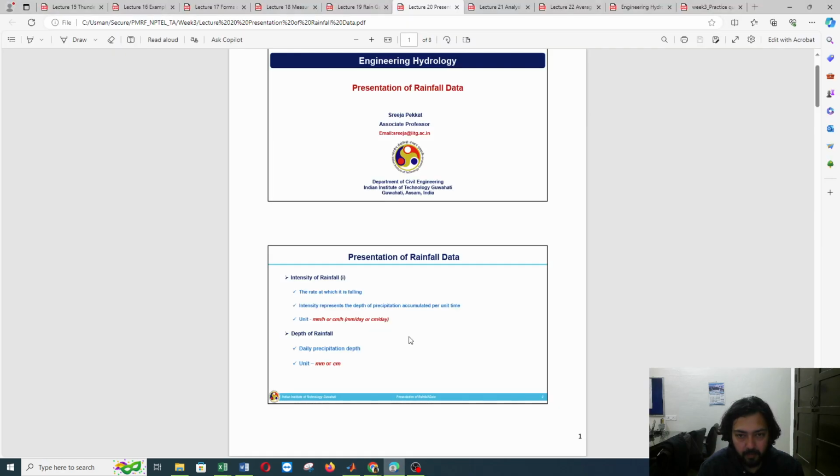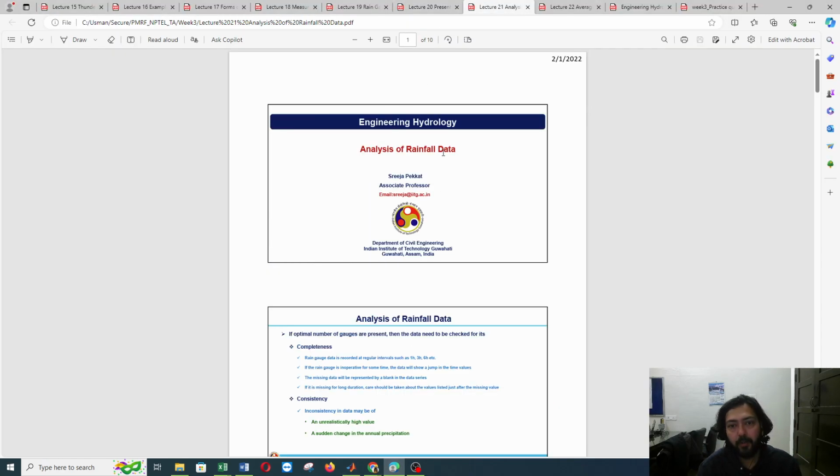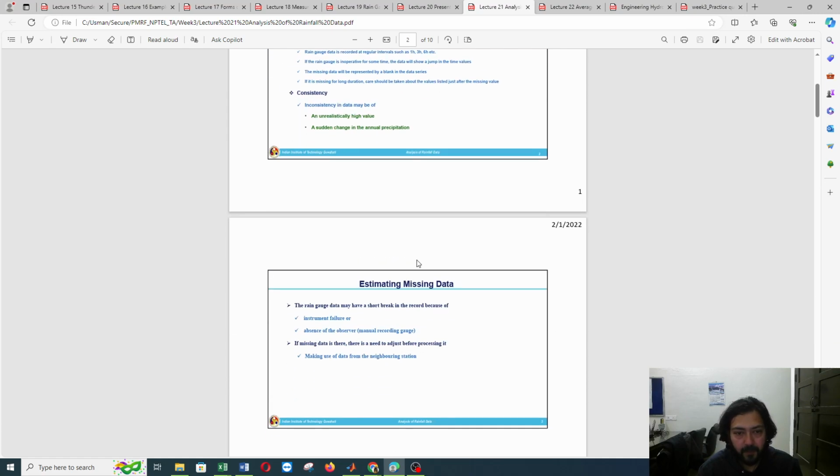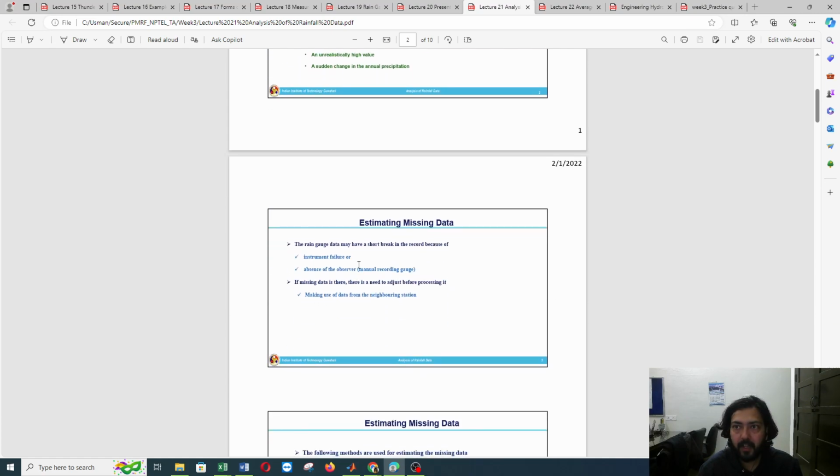The next thing we are going to cover is how to analyze this rainfall data. When we record the data using either instrument, recording or non-recording rain gauges, sometimes we miss some data, and that could be due to different reasons. It could be because of a failure of the instrument, or the absence of manual recording, as with non-recording gauges where data has not been recorded manually. So in order to overcome this missing data, there are different techniques used.